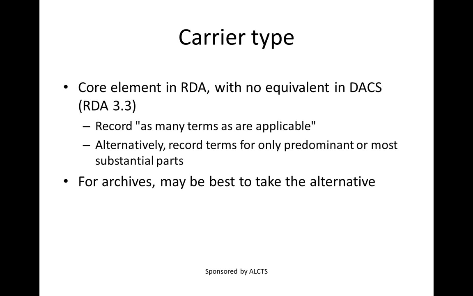The next core element is carrier type, which is also an RDA-specific element. As with content type, the rules in RDA 3.3 provide a set list of terms that can be recorded and instruct catalogers to record as many terms as are applicable, with the option of recording only the predominant or most substantial types. Again, with archival aggregates, that includes a variety of material types. It may be better to take the alternative than providing an exhaustive list.